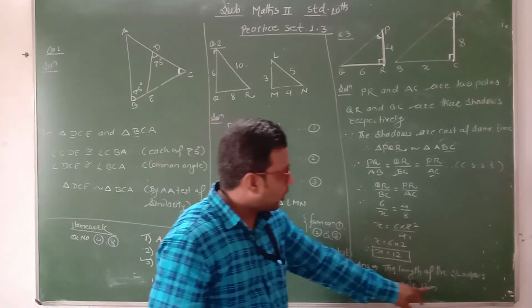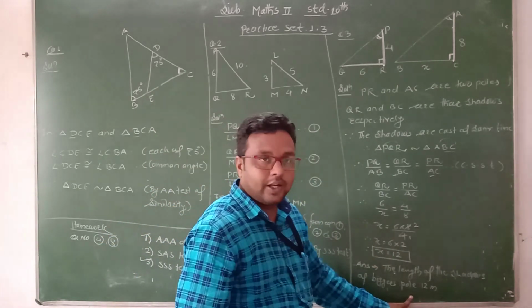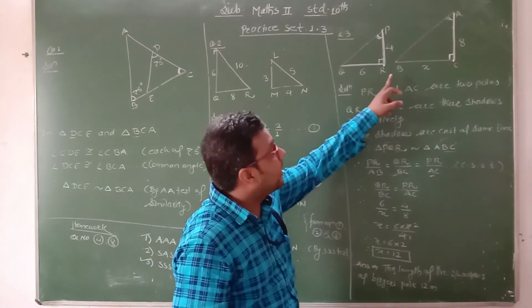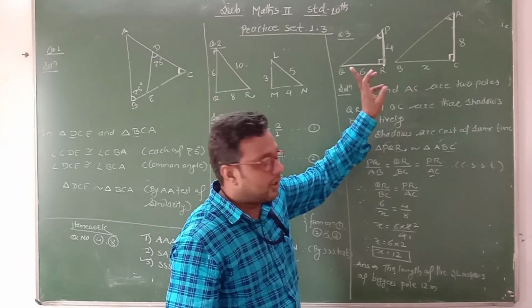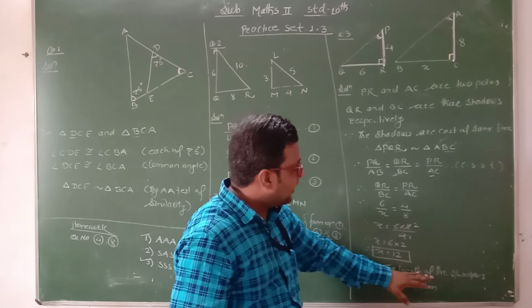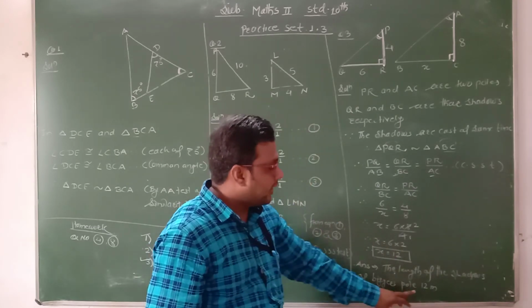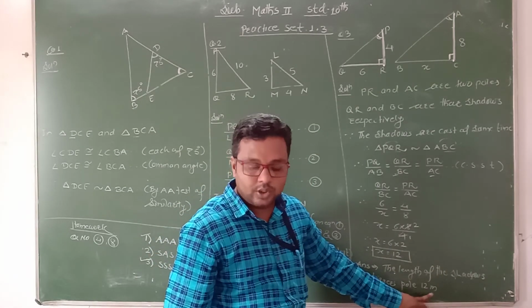This is the length of the shadow of the bigger pole, and this is equal to what? Dimensions are given in meter. This is 4 meter, this is 6 meter. Therefore here we write the length of the shadow of the bigger pole is equal to what? 12 meter. Clear, students?